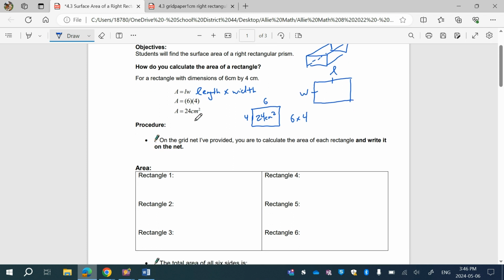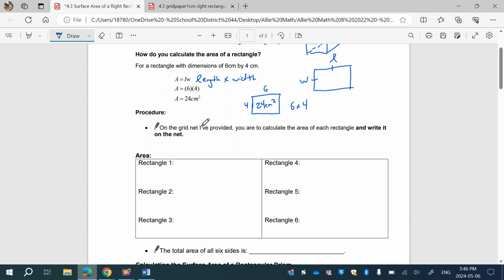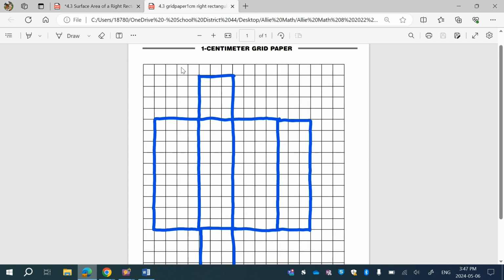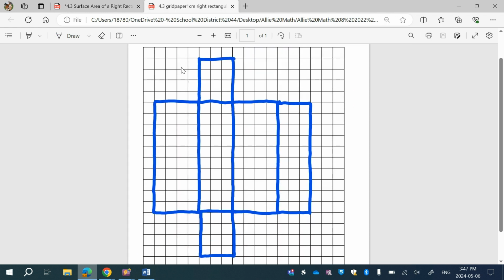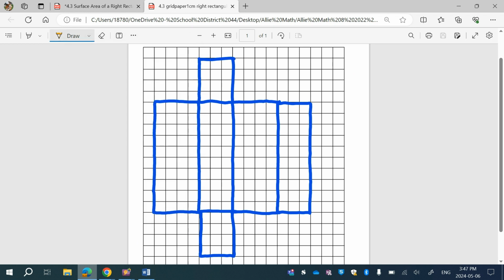Okay. So on the grid net I've provided, which is on the back sheet of the page we're using right now, you are to calculate the area of each rectangle and write it on the net. So I'm going to go over to this right now. You'll be on the back sheet of the page you were just on. And first, let's label all of the side lengths. So we just need to count them.